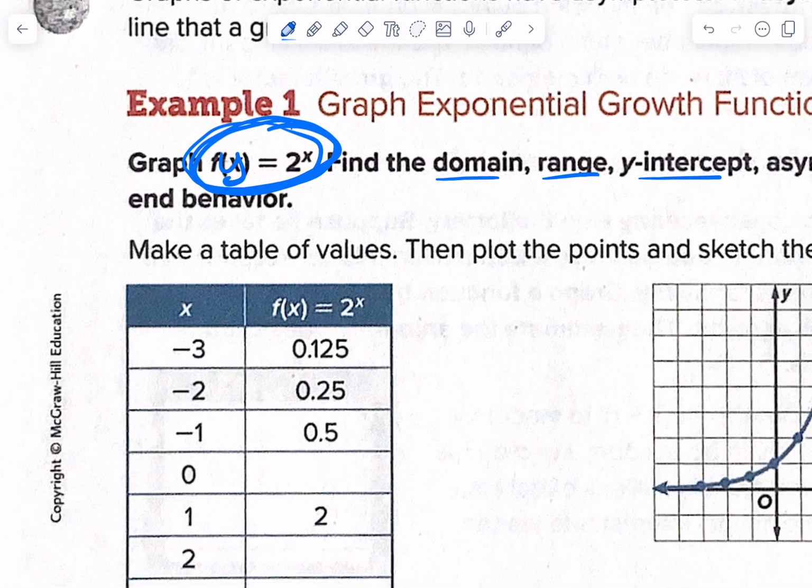Okay? So if we have our coordinate points, I have 0, 1. That is this point right here. I have 1, 2. That's this point. I have 2, 4. I have 3, 8, that point right there. So all those blue points I have graphed on my table here.